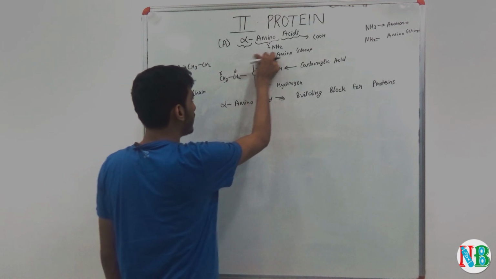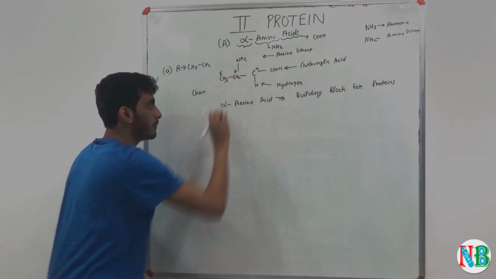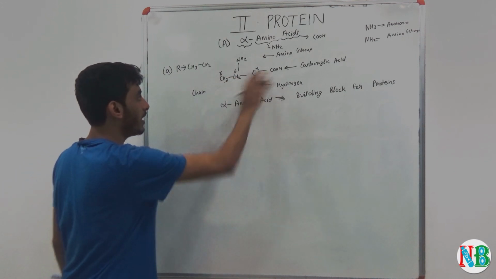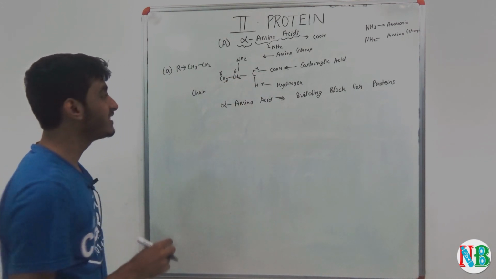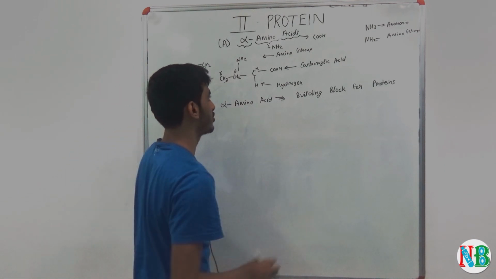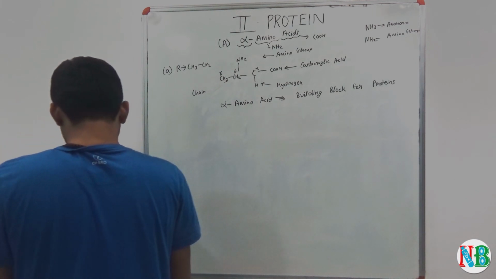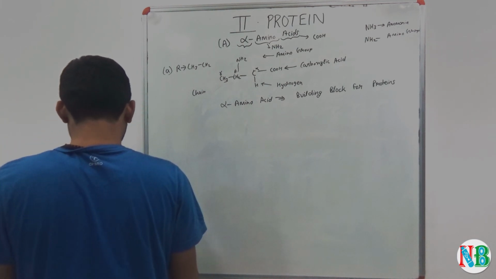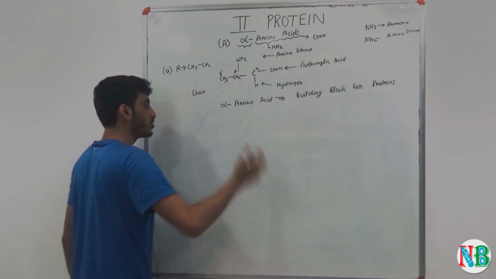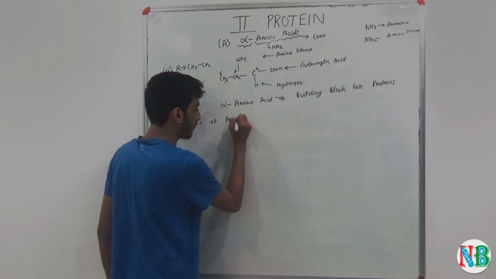Suppose I just remove NH2 from here and I place NH2 over here. So this would be termed a beta amino acid. But we see that in the case of proteins, we only use alpha amino acids. So the rest of the other ones are not very popular. Now, suppose you have hundreds of proteins.